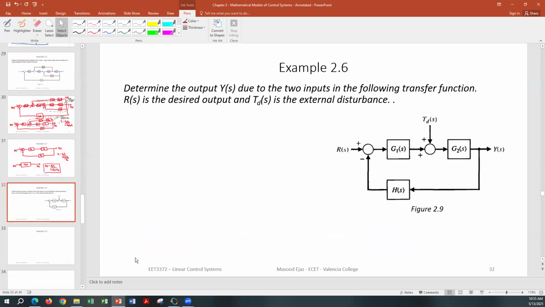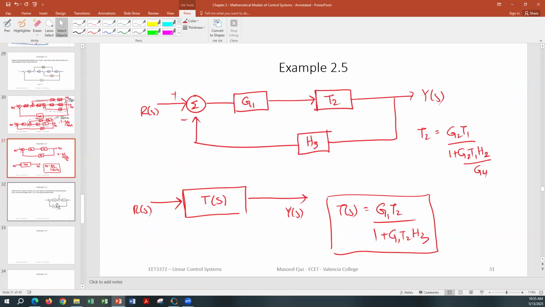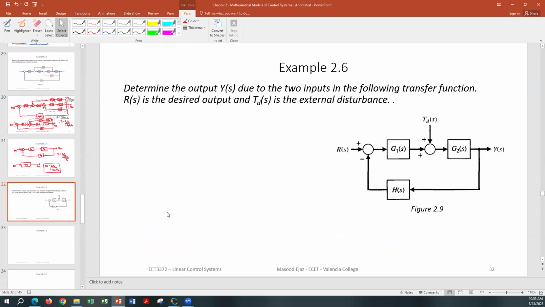All right, so let me delete this. All right, what is this? Determine the output Y(s) due to two inputs in the following transfer function. R(s) is the desired output, and T_D(s) is the external disturbance.